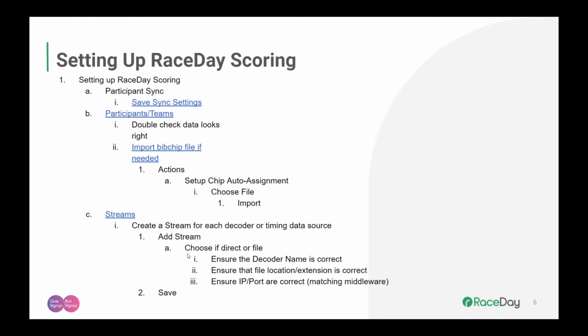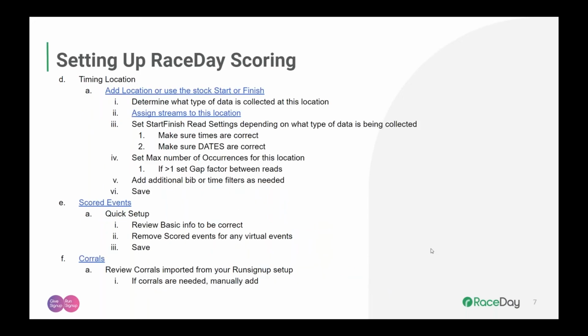So you're going to add those streams. You're going to choose whether or not you're going to be direct or file. For those of you that have been doing Race Director for years, you've probably gotten used to doing file imports. That's fine. You can keep doing that into RaceDay scoring. If you want to try direct imports, it is a little bit faster, I find. It's actually a good bit faster in my opinion. But you can set up either way to pull that data in and set up your streams in advance there. You're going to make sure your decoder name, file location, or extension are correct, and IP port. All of these are functions underneath we'll go through.